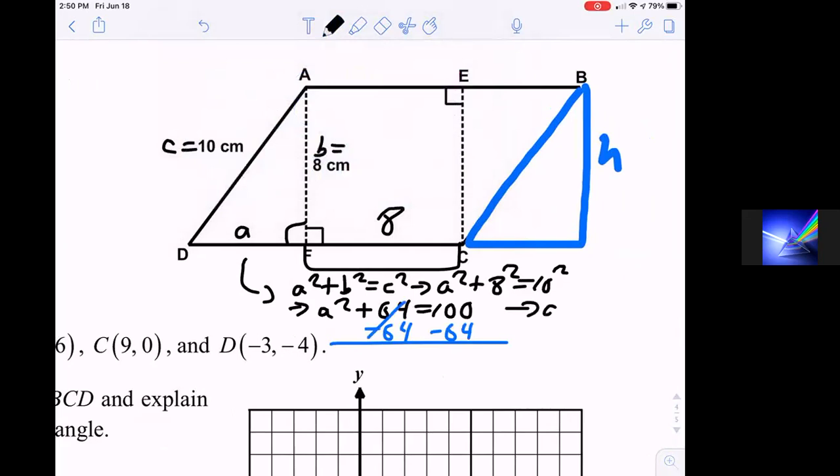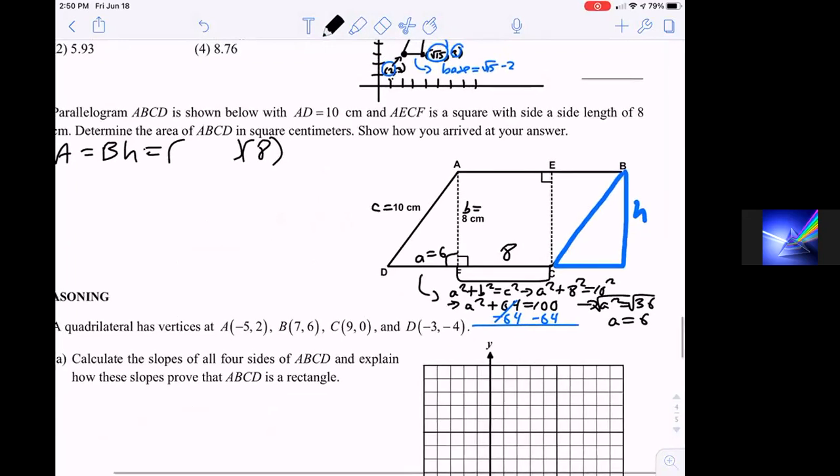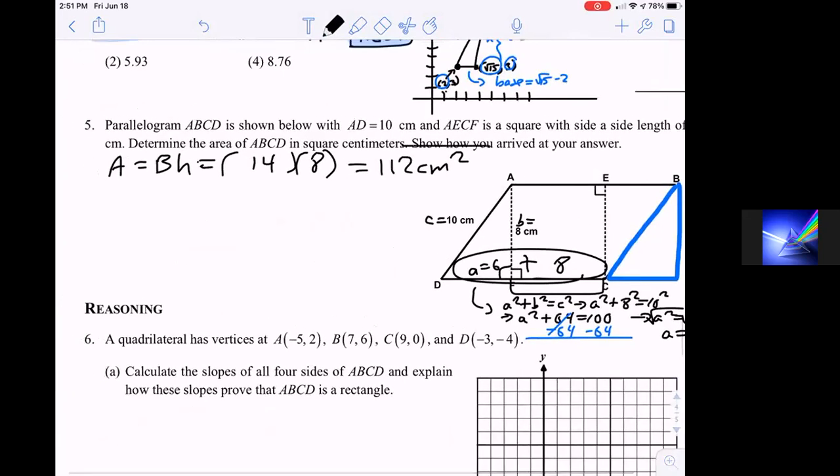And we can see that A squared would be 36. And when you square root both sides of that, A, this little side here, would be 6. So 6 plus 8 would be an entire base of 14. And so 14 times 8 gives you 112 square centimeters.